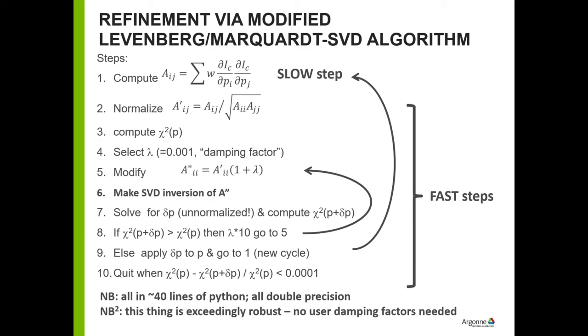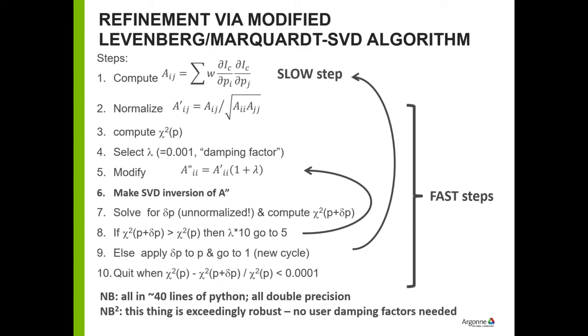So the next step then is to compute the chi-squared, which is simply the function to represent the powder pattern. You select a lambda, and you modify that matrix by this factor, 1 plus lambda. And what that does is put a small increment on the diagonal. You invert the matrix, and I'll talk about this in a second, solve for delta p, and compute the new function. If the new function is more than the old function, that means it diverged. You then go back and increase the lambda by a factor of 10 and do it again. So you go back down through this stuff.